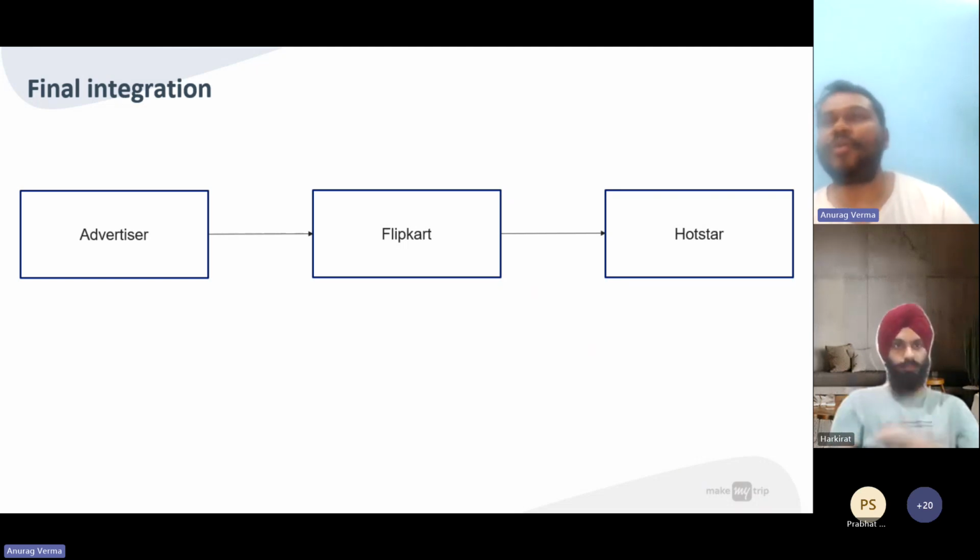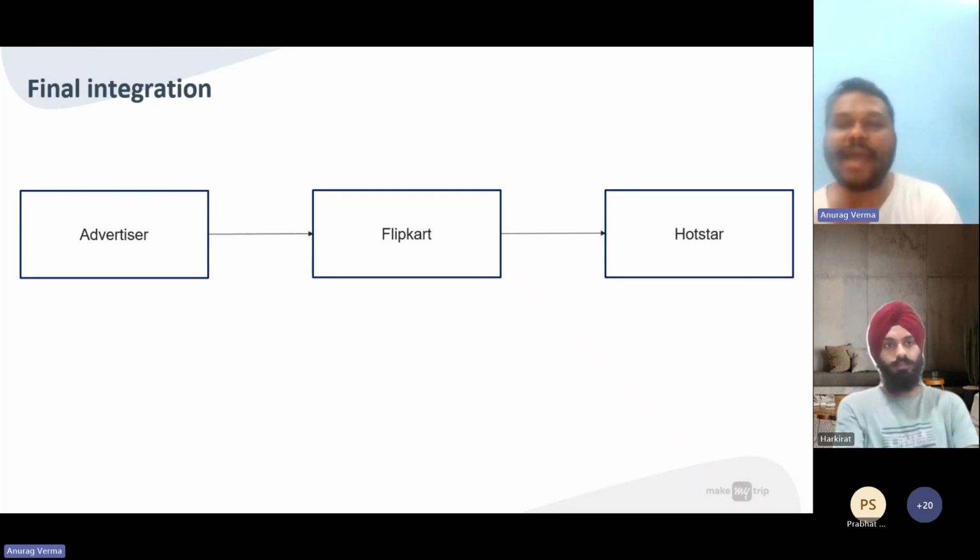So the advertiser is able to onboard his ad campaign on Flipkart. Then those ads eventually are run on Hotstar, right? The campaign is being created there, but the campaign delivery is happening on Hotstar. So they're uploading the video ad, setting the targeting information, etc. Then between Flipkart and Hotstar, there is a custom integration where, whenever a user is launching the Hotstar app and watching some video content, we are sending an ad request to Flipkart.